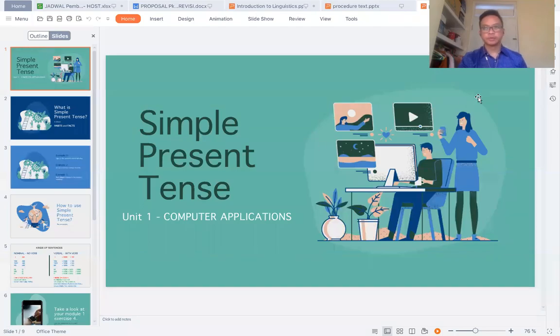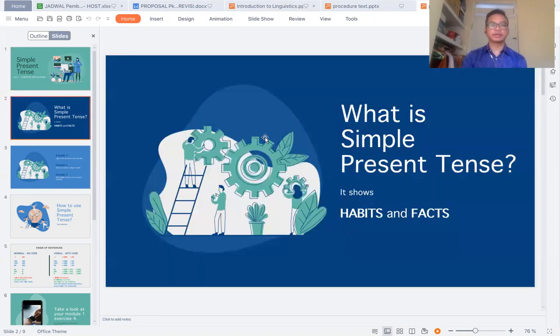Okay, welcome everyone to English 1, Unit 1, especially for the computer applications. Today I will try to teach you how to create simple present tense sentences. So let's check it out. Don't forget to check your modules on exercise 4. So, what is actually present tense?